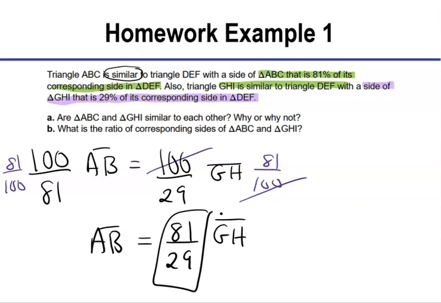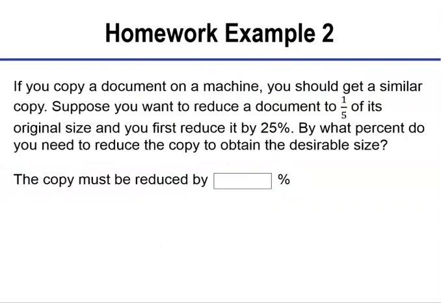It doesn't ask for this in terms of percent. It just wants to know the ratio that you should multiply to get from one to the other. I hope that helped you out when you get to a problem like that, and I've got a similar one coming up. If you copy a document on a machine, you should get a similar copy. So you remember we're talking about similar and similarity in this section.